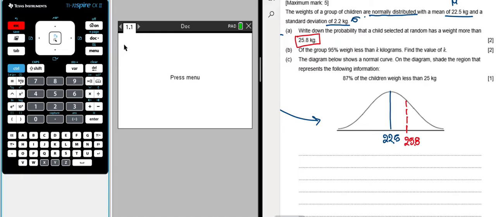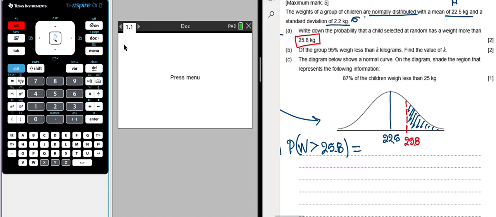So we want to calculate the probability. Let's just assume that W is the continuous random variable that corresponds to the weight of the children. So write down the probability that the child selected at random weighs more than 25.8. We want essentially to calculate for part A the probability that W is bigger than 25.8. And if I was about to shade that area to see the corresponding image, that would be what you can see now on your screen.